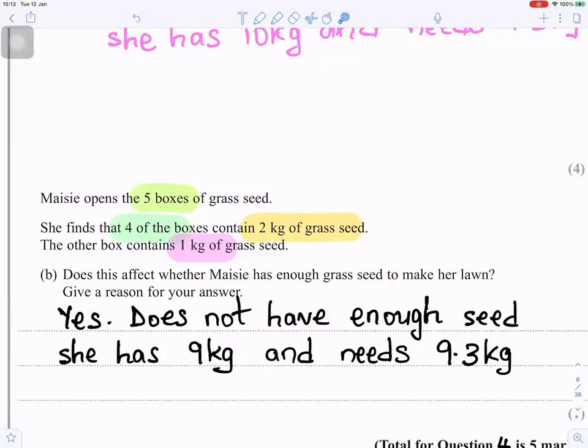Maisie opens the 5 boxes of grass seed. She finds that 4 of the boxes contain 2 kilograms of grass seed. The other box contains 1 kilogram of grass seed. Does this affect whether Maisie has enough grass seed to make her lawn? Give a reason for your answer. Yes, she does not have enough seed. She has 9 kilograms and needs 9.3 kilograms.